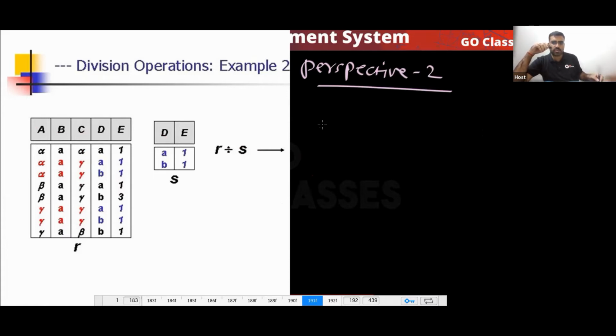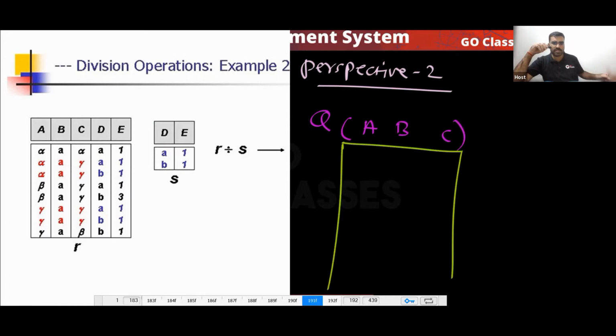Does it match with this? So this Q I want to find. I want to find Q, A, B, C. Okay, so one thing is very clear. What is clear? One thing is very clear. If something will come from, okay, here it will come.